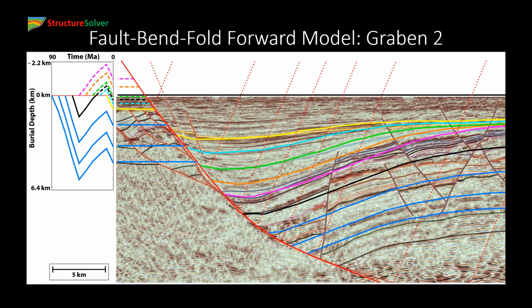Modeling the second graben is somewhat more constrained because the footwall stratigraphy in the second graben model must be consistent with the depths of the horizon in the hanging wall from the first model of the previous graben.